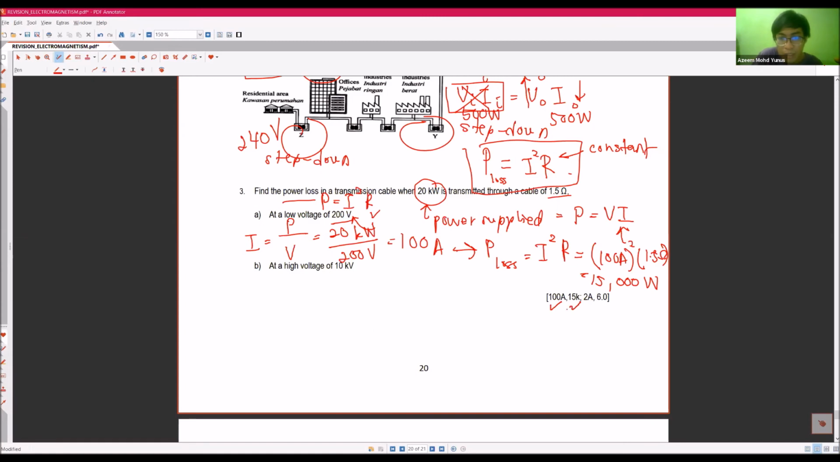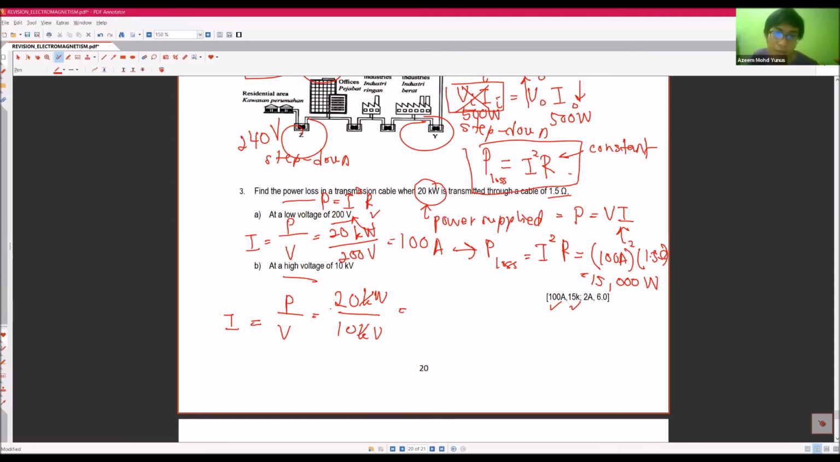100 ampere, 15K. Okay, so how about a high voltage? Again, we need to calculate I, P over V. P is still the same. Now the voltage is 10 kilovolts, so the kilo can cancel out. So you don't need to plug in K in the calculator.